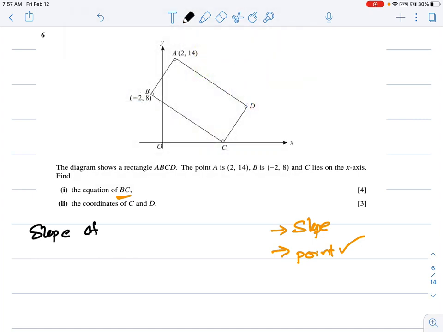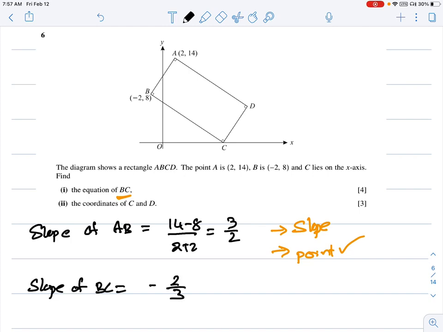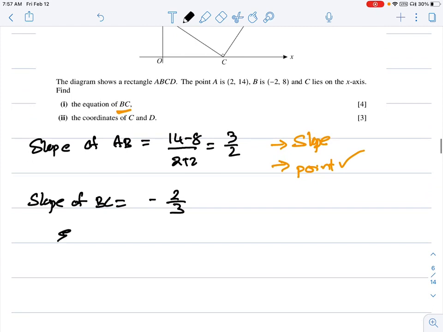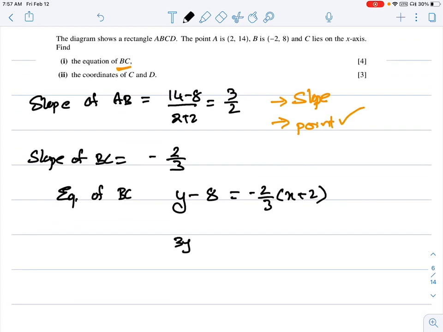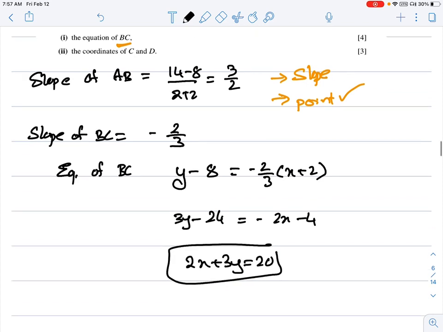Slope of AB, or gradient. So 14 minus 8 upon 2 plus 2, which is 6 upon 4, which is 3 upon 2. Now I will find the slope of BC, which is minus 2 upon 3 because it is perpendicular. Now I know the point, so I can find the equation of BC. y minus y1 is equal to m times x minus x1. So it becomes 3y minus 24 is equal to minus 2 times x minus 4. 2x plus 3y equals 20. That is the equation of BC.